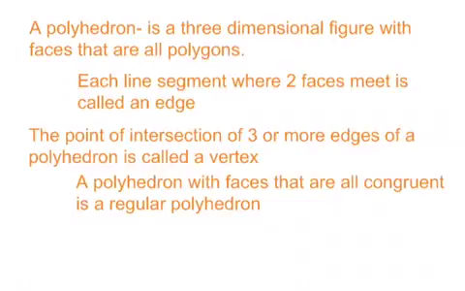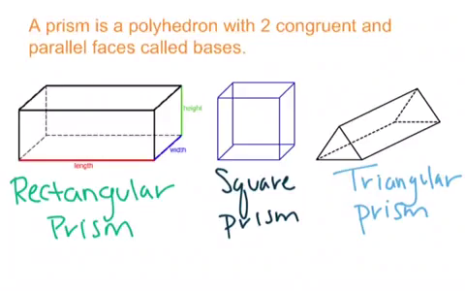So first, some definitions. A polyhedron is a three-dimensional figure with faces that are all polygons. Each line segment where two faces meet is called an edge. The point of intersection of three or more edges of a polyhedron is called a vertex, which you've seen before. Then a polyhedron with faces that are all congruent is a regular polyhedron. Obviously, if they're not all congruent, it's an irregular polyhedron. So, a few definitions for us here.